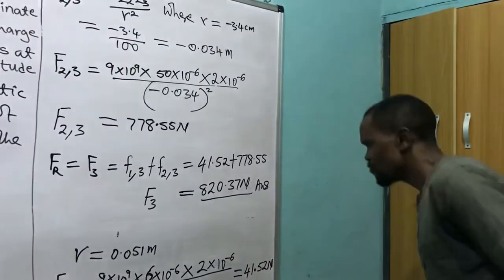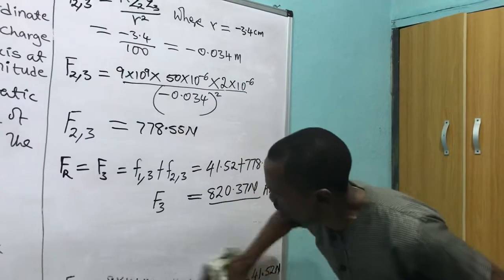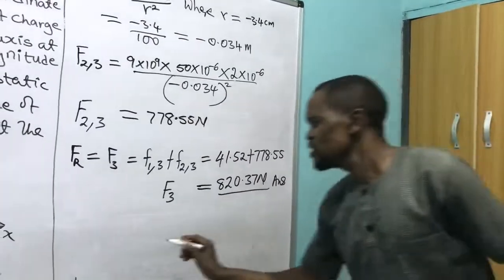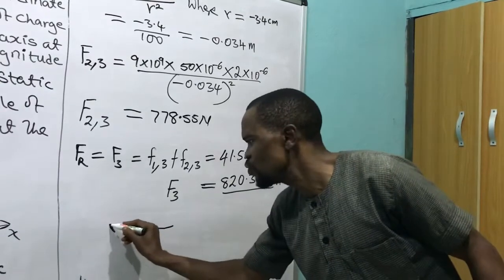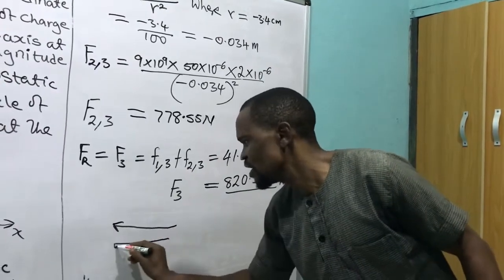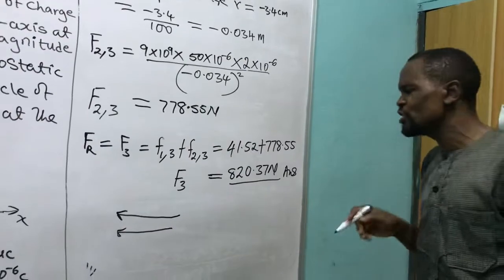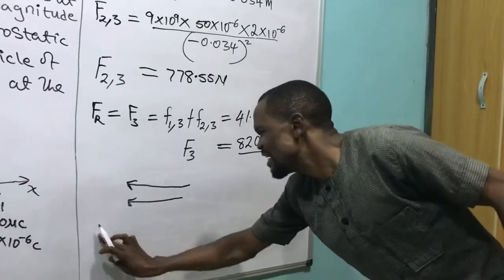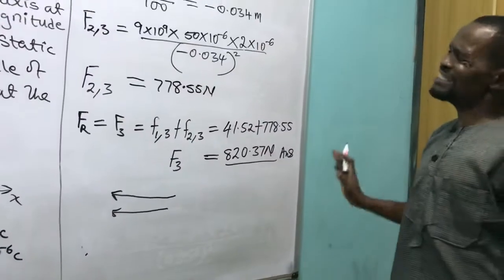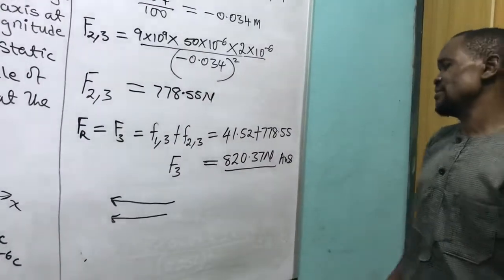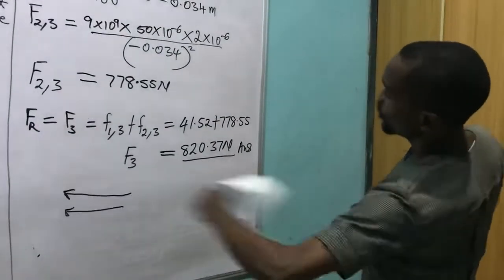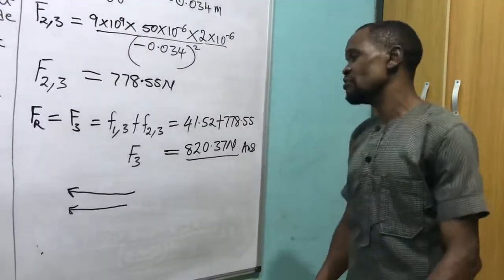Then they asked us the direction of the force. What's the direction of the force? You remember? Look at it. The two forces are directed in this way, right? In the negative side of what? The direction of the force is in the negative side of X. The direction of force is in the direction of the negative side of X.